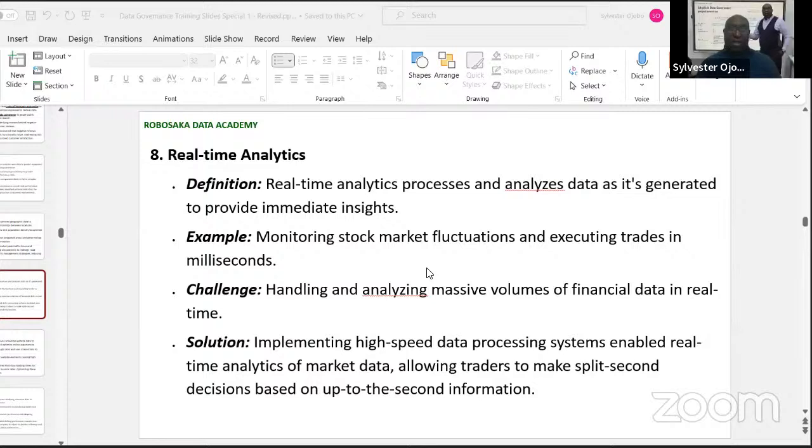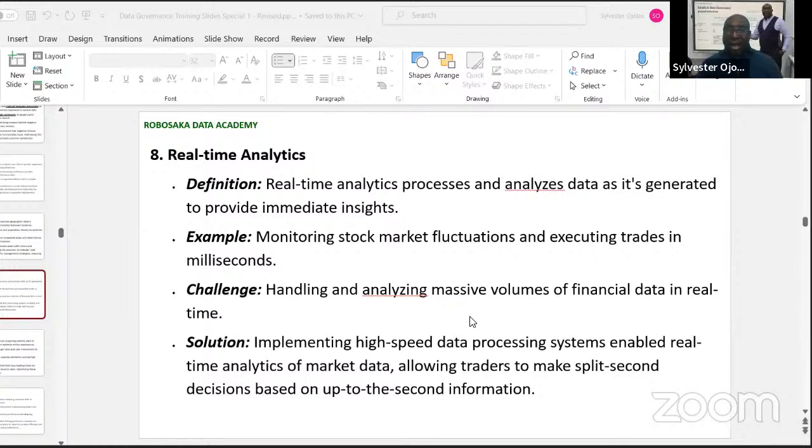So it's very important. And the challenge you may have in real-time analytics is handling and analyzing massive volumes of financial data in real time. Because it's sensitive, there's a risk analysis involved. So if you have massive volumes of financial data that you need to analyze in real time, you know that it's going to pose a lot of challenges. But what can you do to mitigate this and handle such a massive volume of financial data?